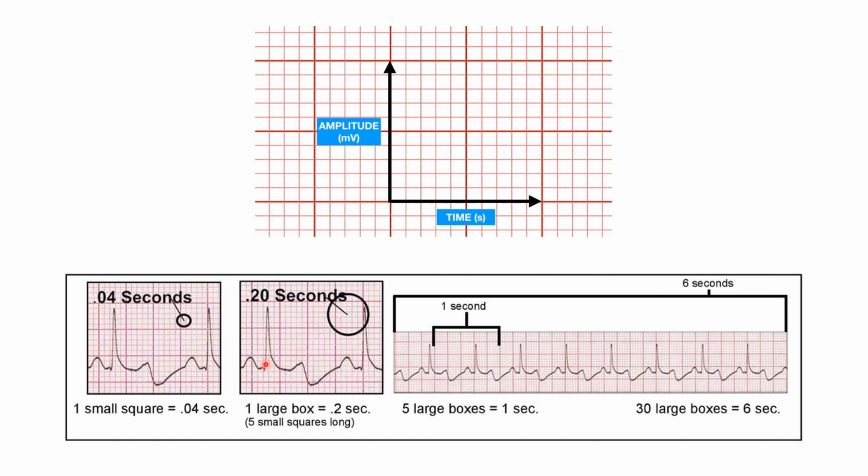Okay, so if we count those boxes, 5 of those large bolded boxes will equal 1 second. And if you counted all of these boxes right here, it would be 30, and that would equal 6 seconds. The ECG paper will normally have markers on it, so it can tell you where your 6-second marker is.